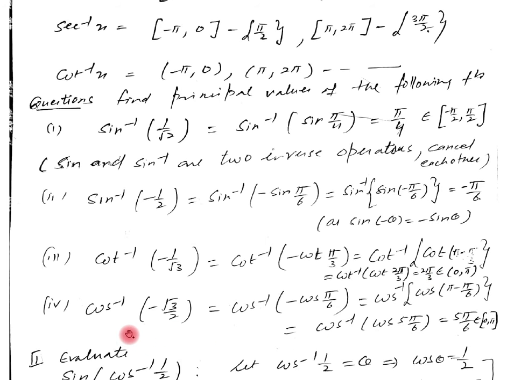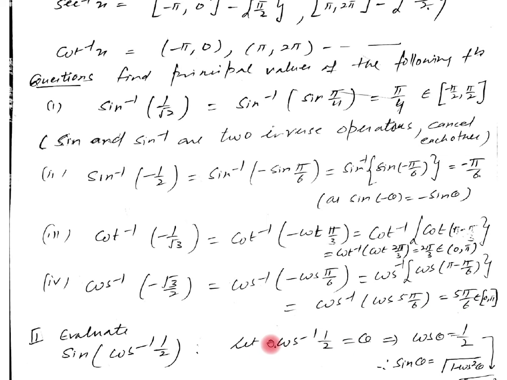Similarly, in the case of cos inverse of minus root 3 by 2, it is minus cos pi by 6. Again, it can be shifted to the second quadrant: cos of pi minus pi by 6. So it is cos inverse of cos 5 pi by 6. Simplifying, we get 5 pi by 6. Now, let us see another question.